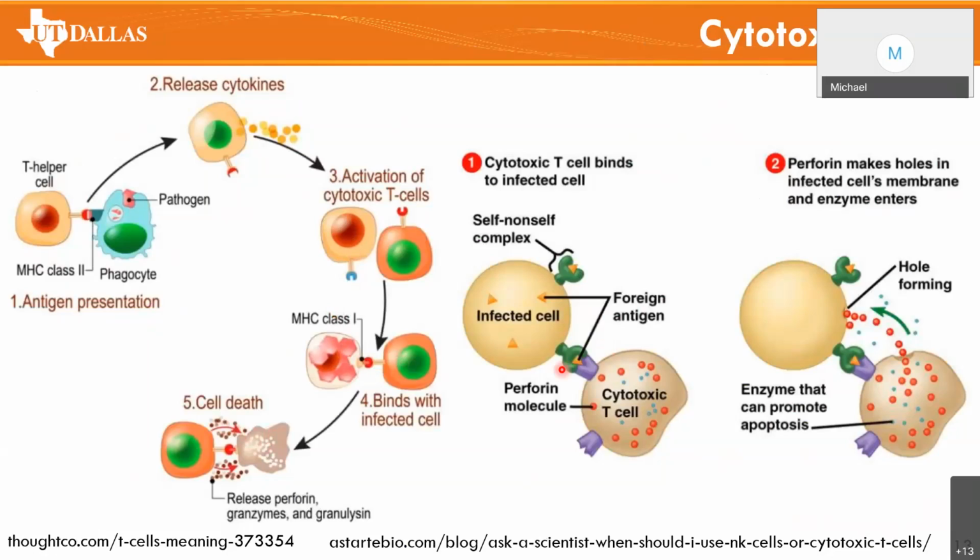It forces apoptosis by releasing perforin. These perforin can develop holes in the infected cells to allow granzymes and granulocytes to go in and start chewing up the viral proteins and other proteins inside that cell, promoting apoptosis.